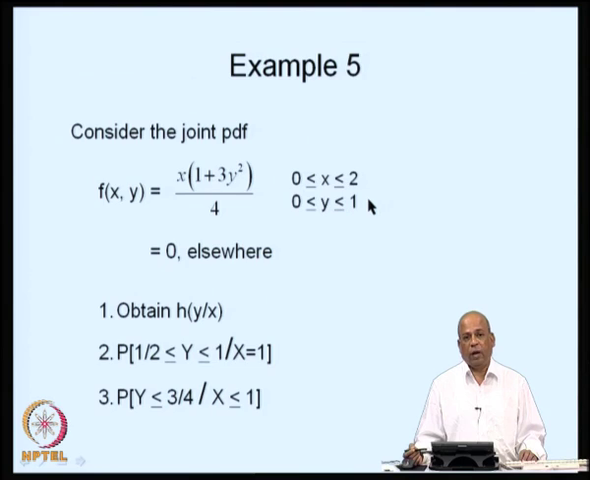Let us obtain first h of y given x, that means the conditional probability of y given x, and then from that we should be able to talk about the probability that y takes on certain values in this region, y lying in the region 1 by 2 to 1, given that x is equal to 1. We will also see how we obtain the probability of y being less than or equal to 3 by 4 given that x belongs to a region defined by x less than or equal to 1.